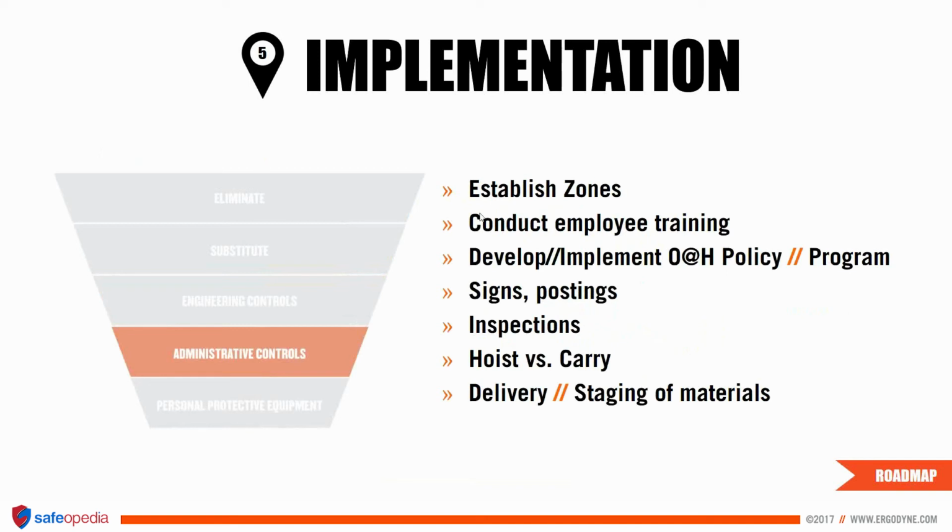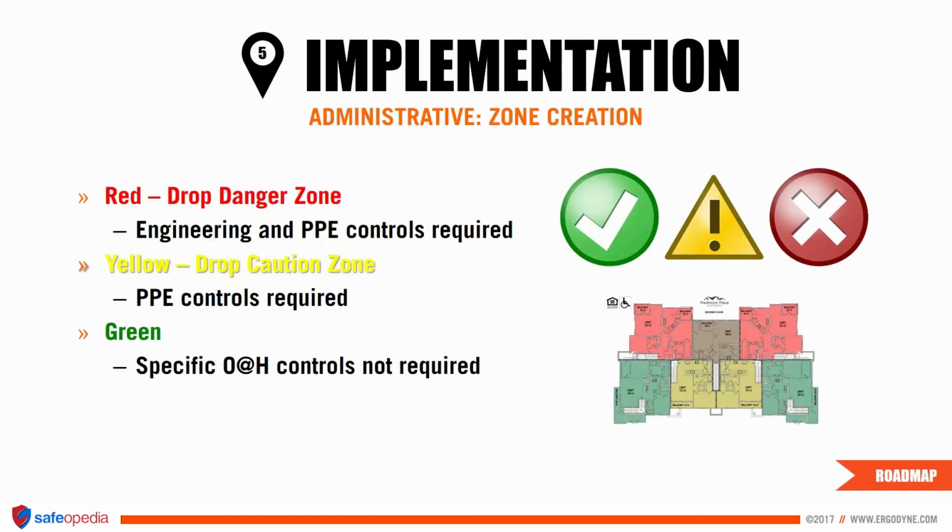Administrative controls, this is looking at changing the behavior of individuals. So can you establish zones, train more people, put up awareness material, implement procedures like hoisting versus carrying? Those are the types of things you would do here at this stage of the hierarchy of controls. A good example of this is creating zones on a job site.